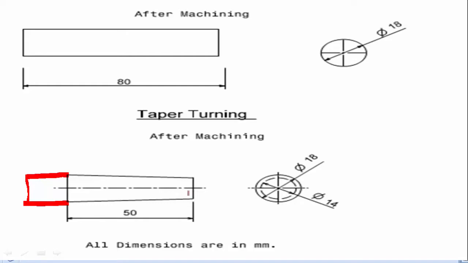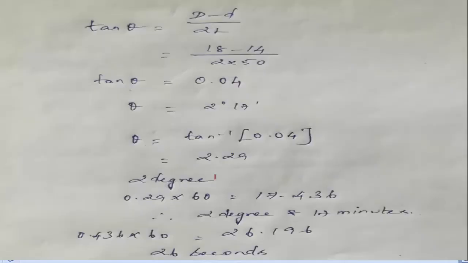So for this we have to understand the angle calculation. Here we have some tapered angle, this angle to be calculated. For that we are going to use tan theta, where tan theta is equal to capital D minus small d divided by 2L, where capital D is the larger diameter of the component, small d is the smaller diameter and L is the length of the component. Here capital D is 18 mm, small d is 14 mm and length is 50 mm. So if we substitute, the theta will be 2 degrees and 17 minutes.